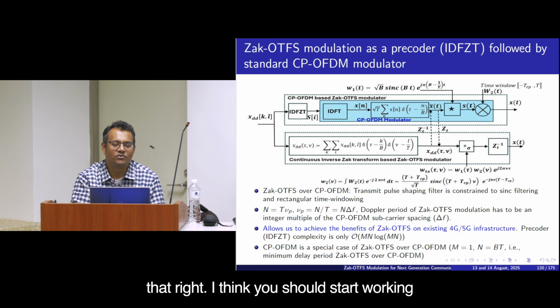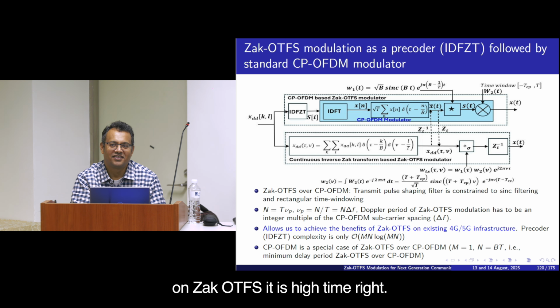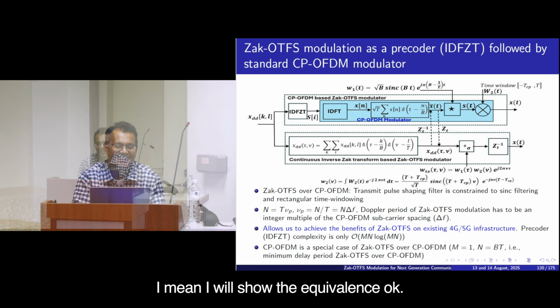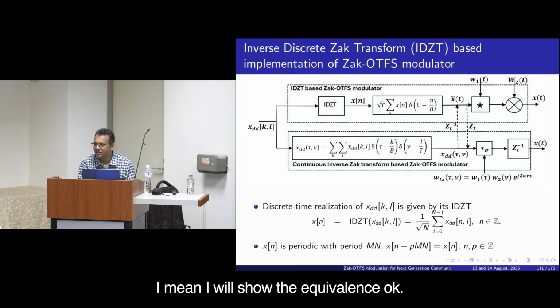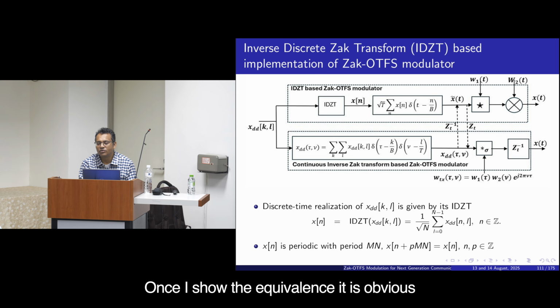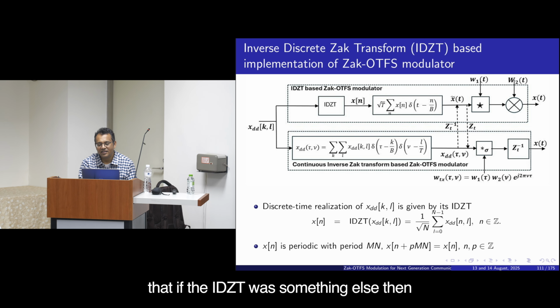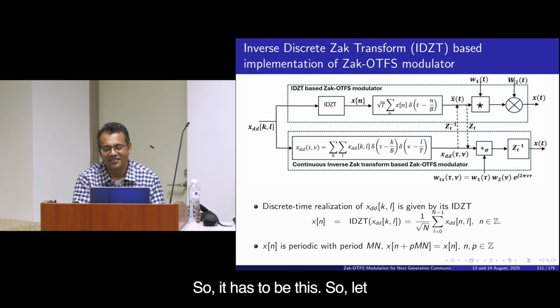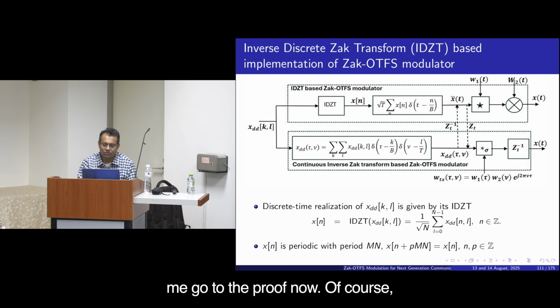I think you should start working on ZAC OTFS. It is high time, right? I mean, I'll show the equivalence, okay? Once I show the equivalence, it's obvious that if the IDZT was something else, then this XT and this XT will not match. So it has to be this. So let me go to the proof now.